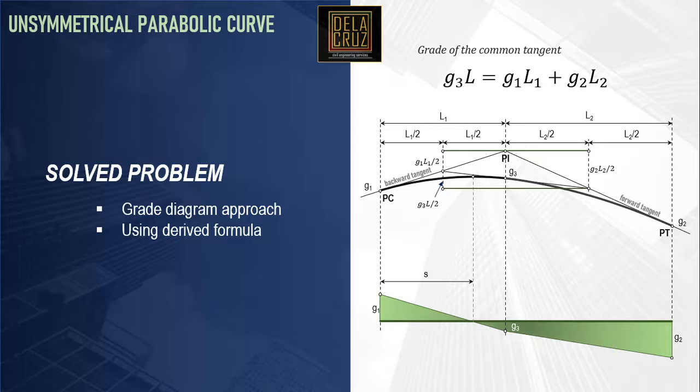So for today, we'll be having unsymmetrical parabolic curve under surveying and transportation engineering. Okay, so our problem for today will be solved using two approaches, the grade diagram and the conventional derived formula for unsymmetrical parabolic curve.